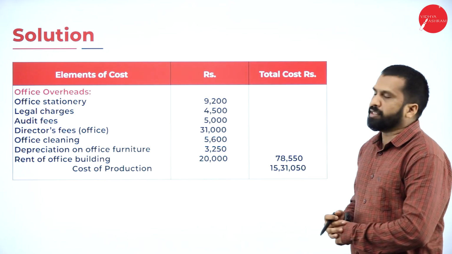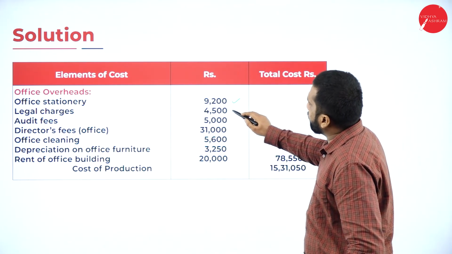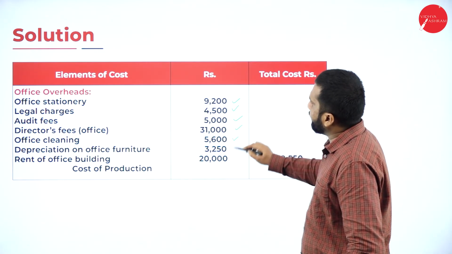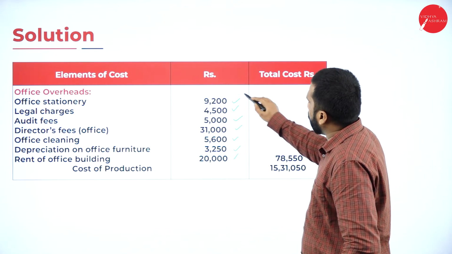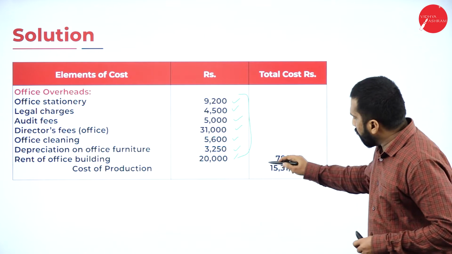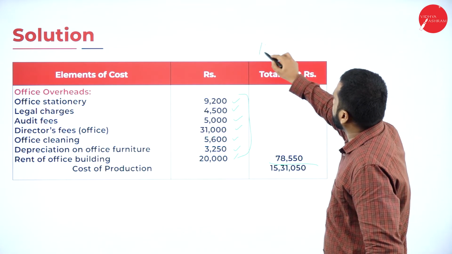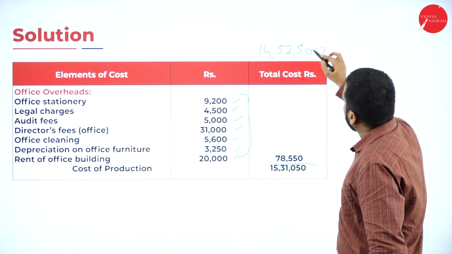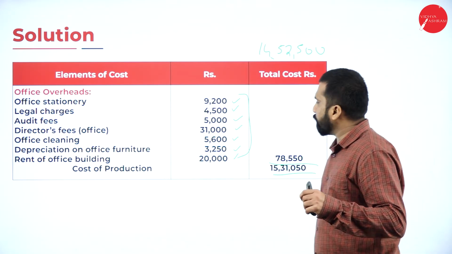Then after this work cost, the next step will be office overhead: office stationery, legal charges, audit fees, director fees, office cleaning, depreciation on office furniture and rent of office building. All put together we get around 78,550. How come it is 15 lakh? I'll show you. The old answer is 14,52,000. 14,52,000 plus 78,550, you will get 15,31,050. Hope you are clear.